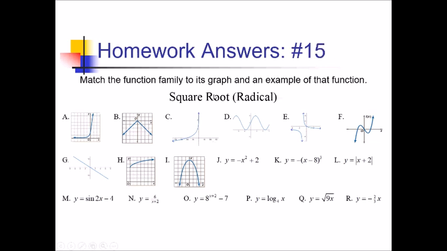For the square root or even radical graph, I'm looking for something that is kind of R-shaped and has an endpoint. So looking through my graphs here, I see H has kind of an R shape, and the most important piece, though, is that it looks like it has an endpoint right here. So H is our best answer out of all of these. Nothing else even appears to have some kind of endpoint. And then for the algebraic example of this, we're looking for something with a square root or some kind of radical. Choice Q has that, so that's our answer for this one.